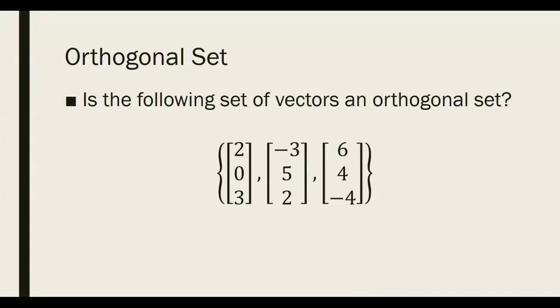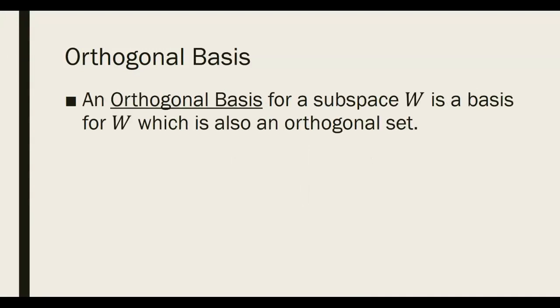Now we can quickly transition from the idea of an orthogonal set to the idea of an orthogonal basis. So imagine we have a subspace W. An orthogonal basis for a subspace is a basis which is an orthogonal set. So a basis which is an orthogonal set is called an orthogonal basis. That should be pretty straightforward linguistically.